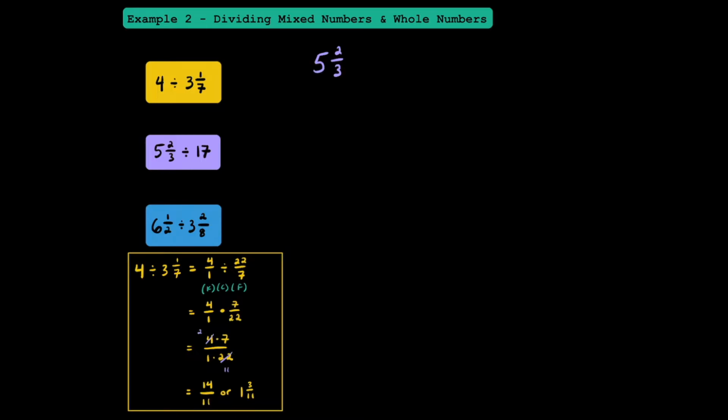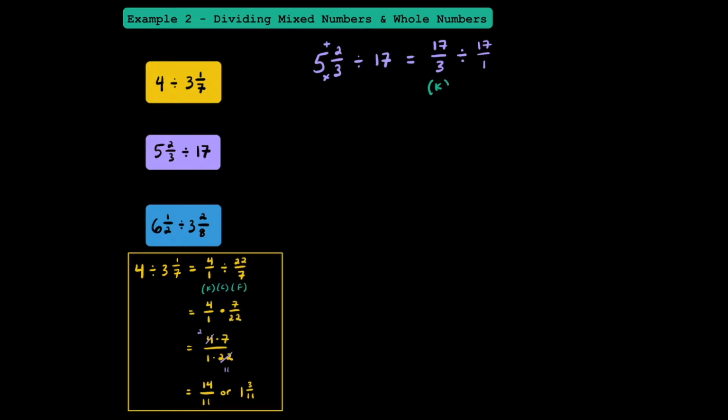Here we have 5 2/3 divided by 17. Let's start by rewriting 5 2/3 as an improper fraction. 5 times 3 is going to be 15, plus the 2 on top is going to be 17. 5 2/3 is equivalent to 17/3. For now, we're just going to keep the division sign the same, and let's rewrite 17 as 17 wholes.